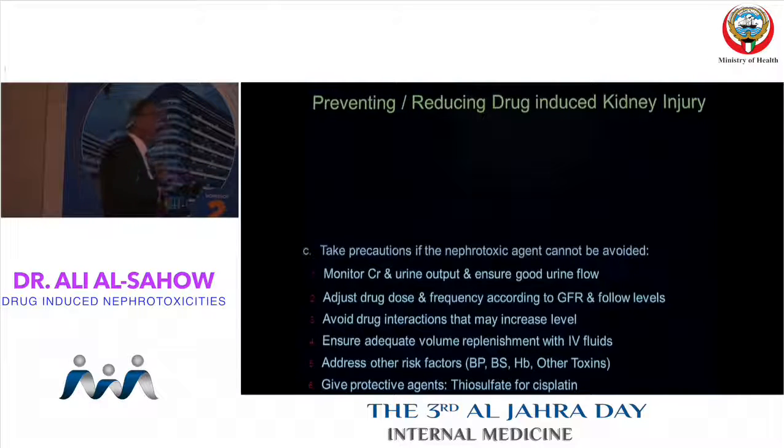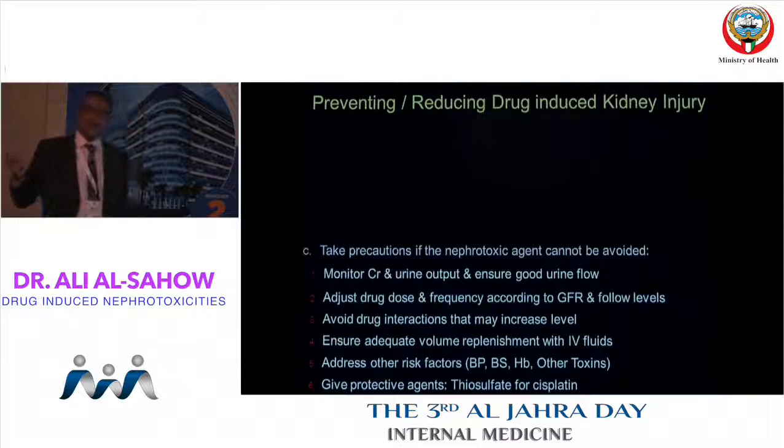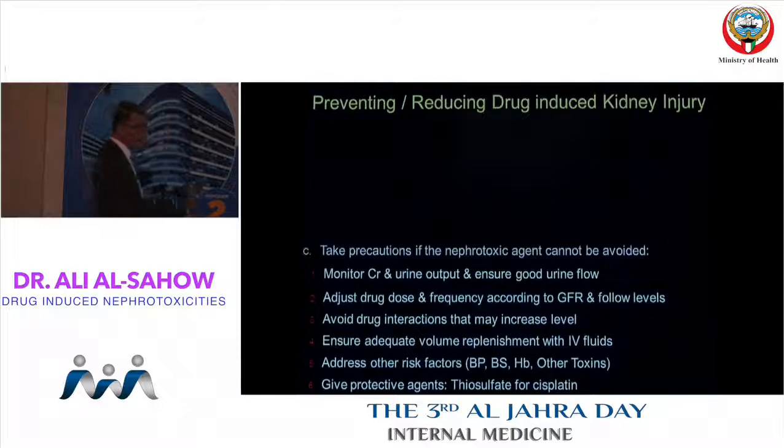Take precautions if you cannot avoid that nephrotoxic agent. Monitor creatinine and urine output and make sure that the patient has good urine flow. Adjust the dose and frequency according to the GFR and follow levels. Avoid drug interactions. Ensure adequate volume status. Address other risk factors for kidney injury: blood pressure, blood sugar, hemoglobin, other toxins. Give protective agents and avoid repeated exposures over a short period of time.